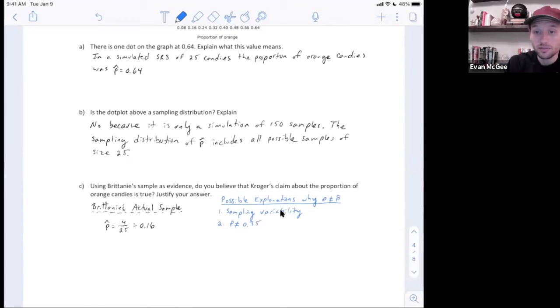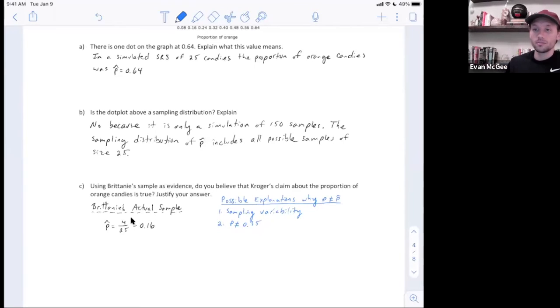This idea of sampling variability. Samples are going to vary from one to the next. They're not always going to give us 35% if we keep taking samples from this candy machine. The other explanation for why it's different is maybe the population parameter isn't actually 35%. So we want to know, do you believe Kroger's claim based off of Brittany's one actual sample?